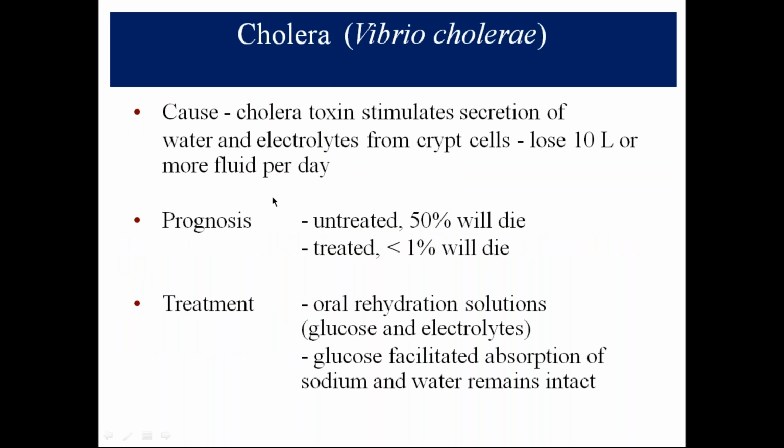Cholera, I have already told you, it stimulates the secretion of water and electrolytes, and a person can lose 10 liters or more. So you can see that person can go into a state of hypovolemic shock and can land up in trouble, right? So these seem to be simple things, but can be fatal too. Oral rehydration solutions are given, and glucose is given along with the electrolytes, primarily the sodium, because sodium helps in the absorption of glucose, galactose, amino acids, so oral rehydration solutions usually contain a combination of these.